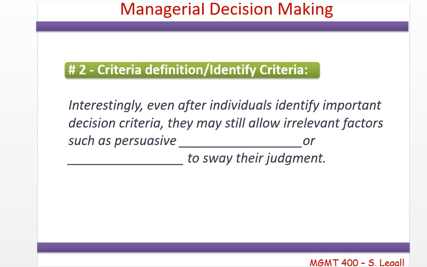Interestingly, even after individuals identify important decision criteria, they may still allow irrelevant factors such as persuasive tactics. The word there is tactics, T-A-C-T-I-C-S. Persuasive tactics, or feelings, right? Feelings to influence their decision-making process. And that might be very true. So sometimes people really sacrifice important things, and you'll be surprised.